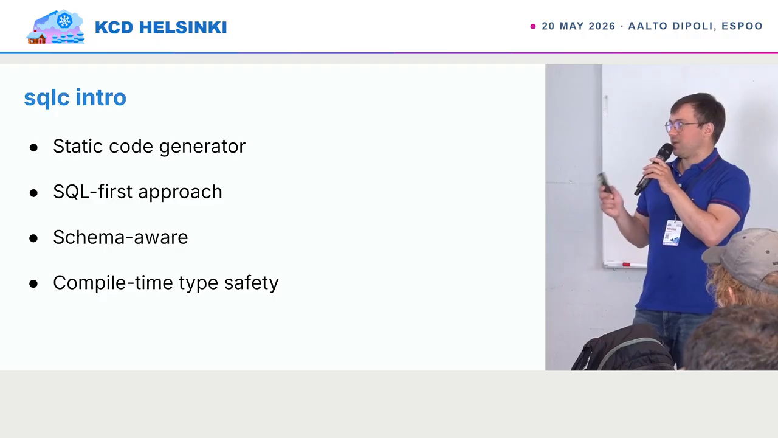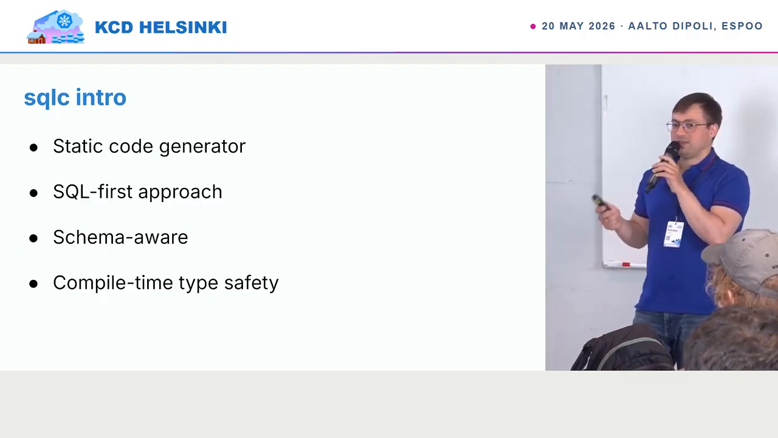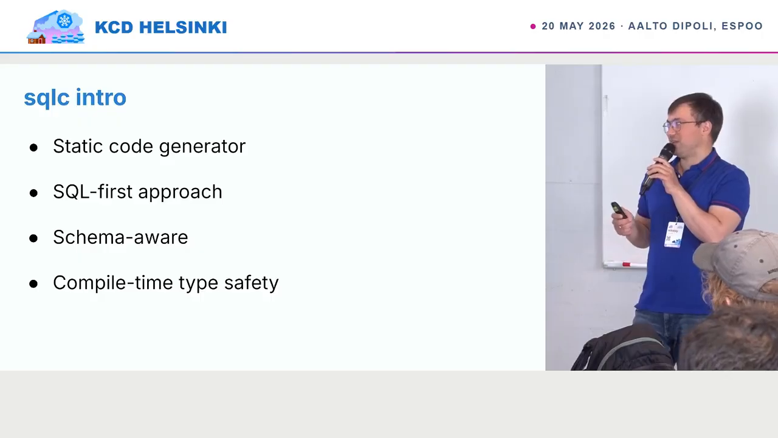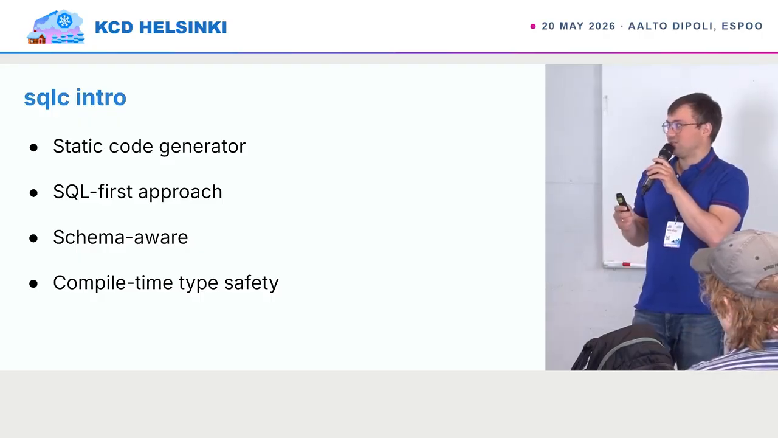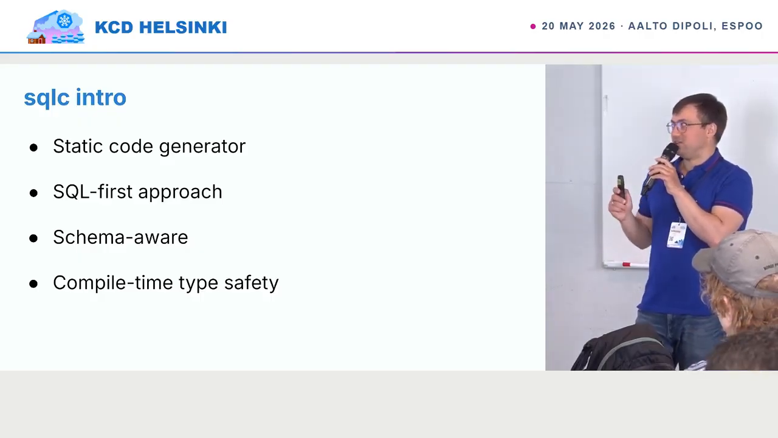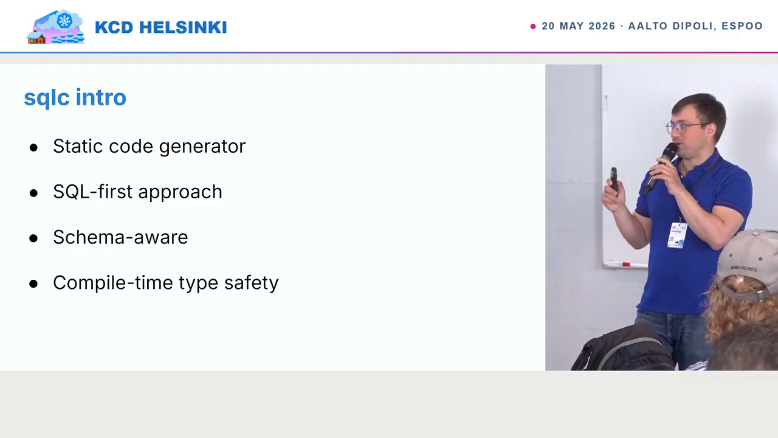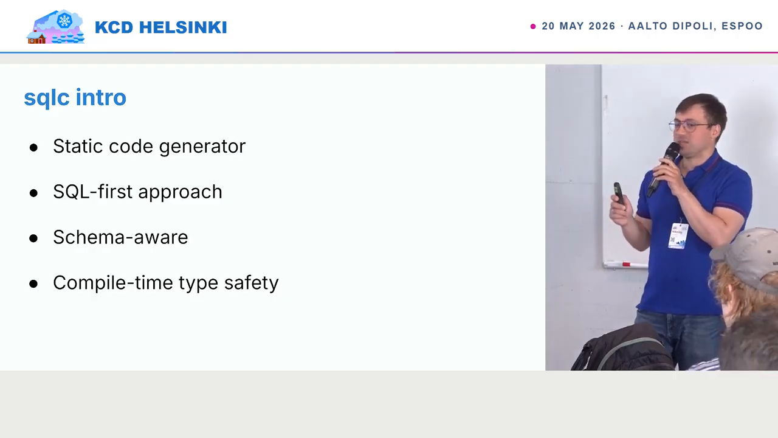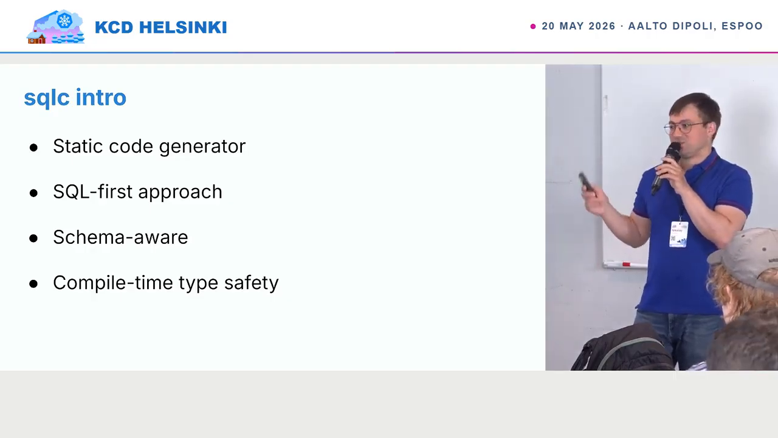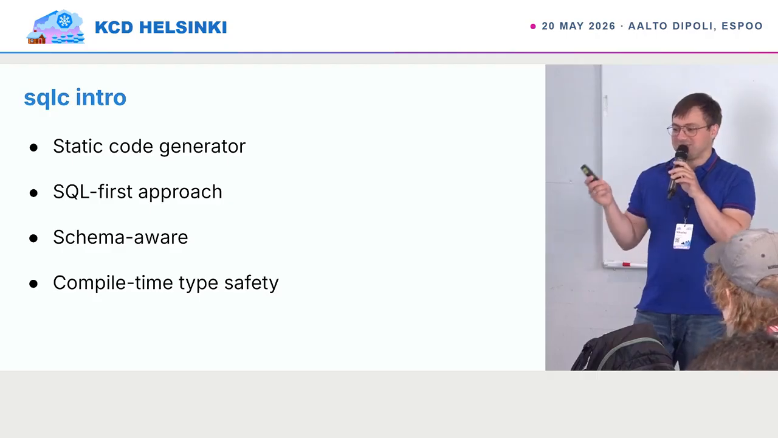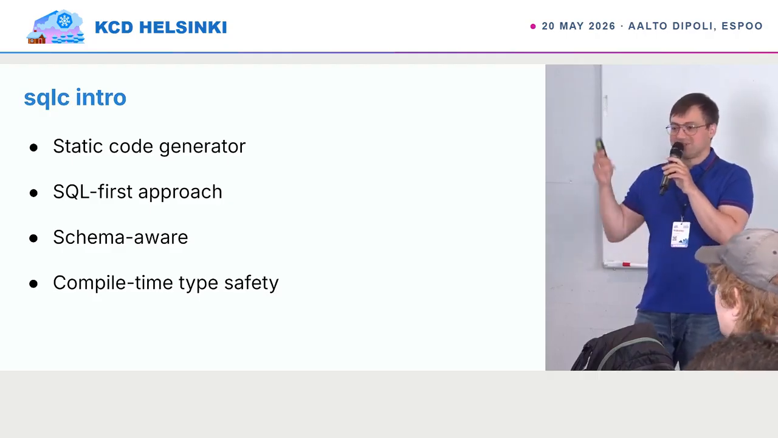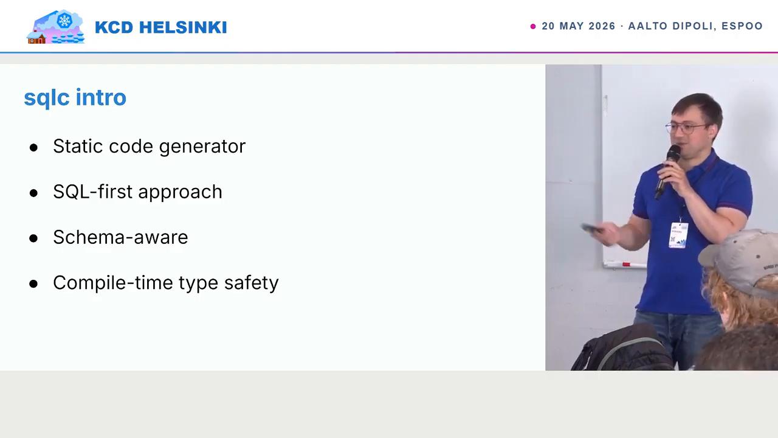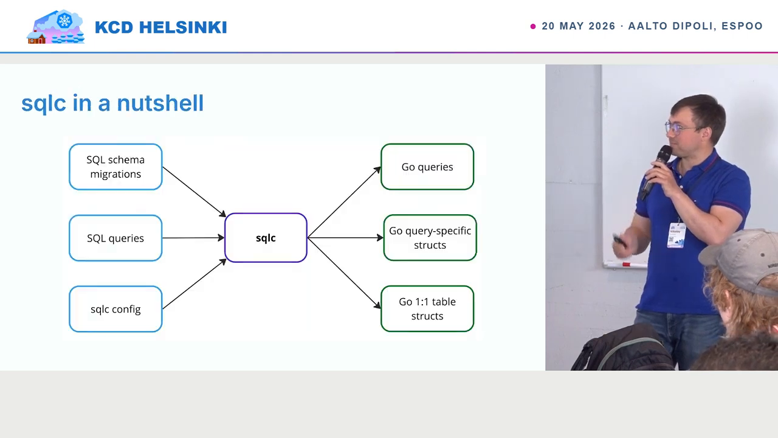It is schema aware, and it tries to be compile-time type safe, though it's not always the case. But it tries to validate your queries at compilation time, or at generation time, not in production. So it tries to avoid the case where the application compiles, you run it in production, and the query fails in Postgres.